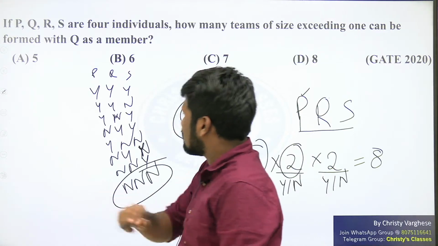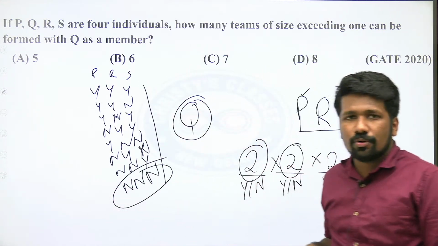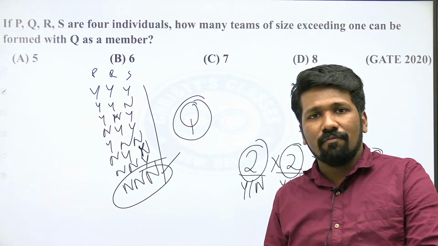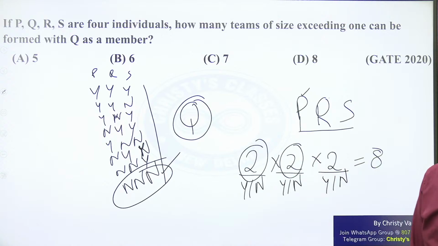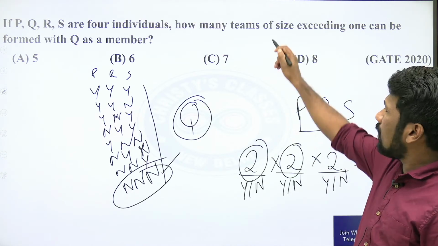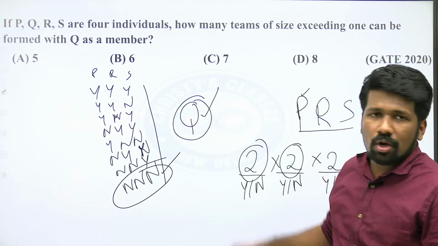But is this an acceptable choice? These are the 8 choices. Is this an acceptable choice? All the 3 people saying we don't want to be part of the team, that is not acceptable according to the condition, because then Q only will be in the team.